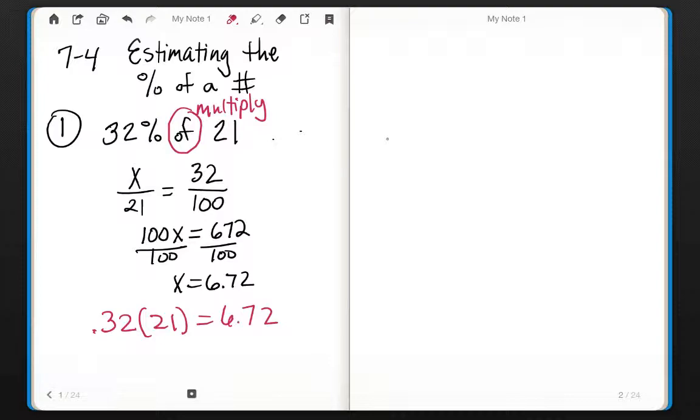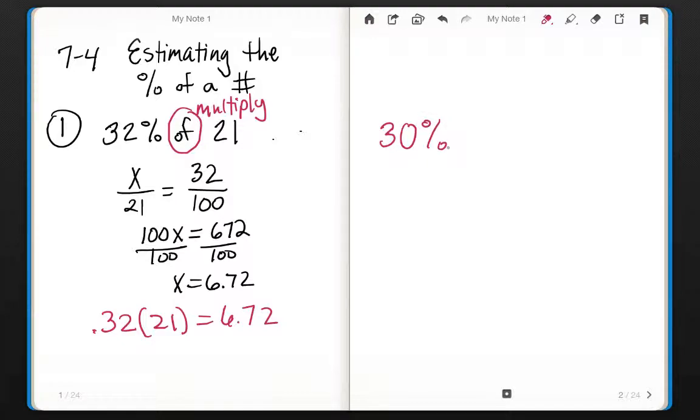What percent is 32% close to? 30%. So let's estimate it at 30%. This is still problem 1. This time we're going to estimate. Wait, so we're estimating percent and multiplying? Okay. Now, 21, I think I'd like to estimate that one because it's not a real rounded off number. Let's just use 20.